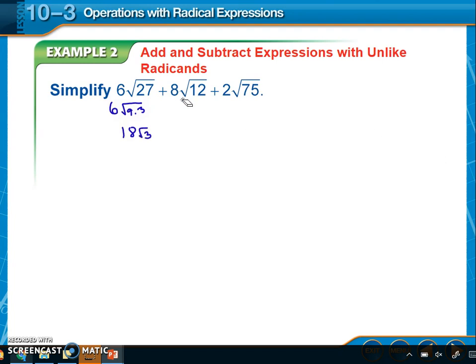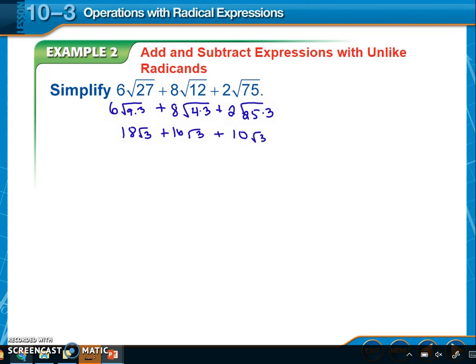Now I'm looking at the next one, 8 plus the square root of 12. Well, inside 12, we can say that's the same thing as 4 times 3. And now I can say this is the square root of 4, which is 2, times that 8. This is going to become 16 square root 3. And then 75. 25 goes into that. So this is 2 times the square root of 25 times 3. I can say this is the same thing as the square root of 25, which is 5, times 2, which is 10 square root 3.